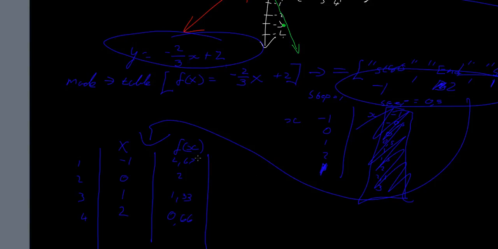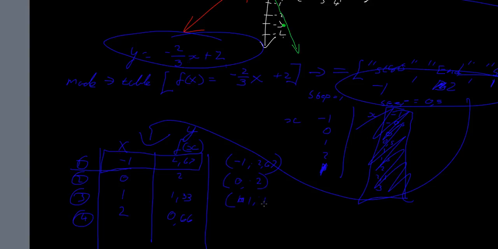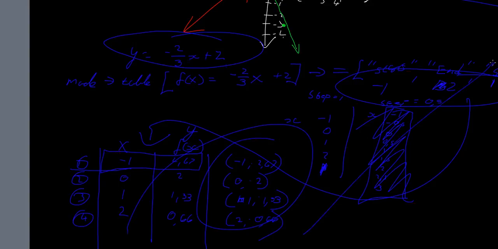So, what are these values? Well, each row here is an ordered pair. This column is just a number. It's just saying the first ordered pair, the second ordered pair, the third ordered pair, and the fourth ordered pair. X and f of x, we know that f of x is y, so it's an x and y point. So our first ordered pair is -1 and 2,67. Our second ordered pair is 0 and 2. Our third ordered pair is 1 and 1,33. And our fourth ordered pair is 2 and 0,66. And there you go. Your calculator just generated your ordered pairs for you nice and easily. And then you can plot those ordered pairs and draw your straight line.